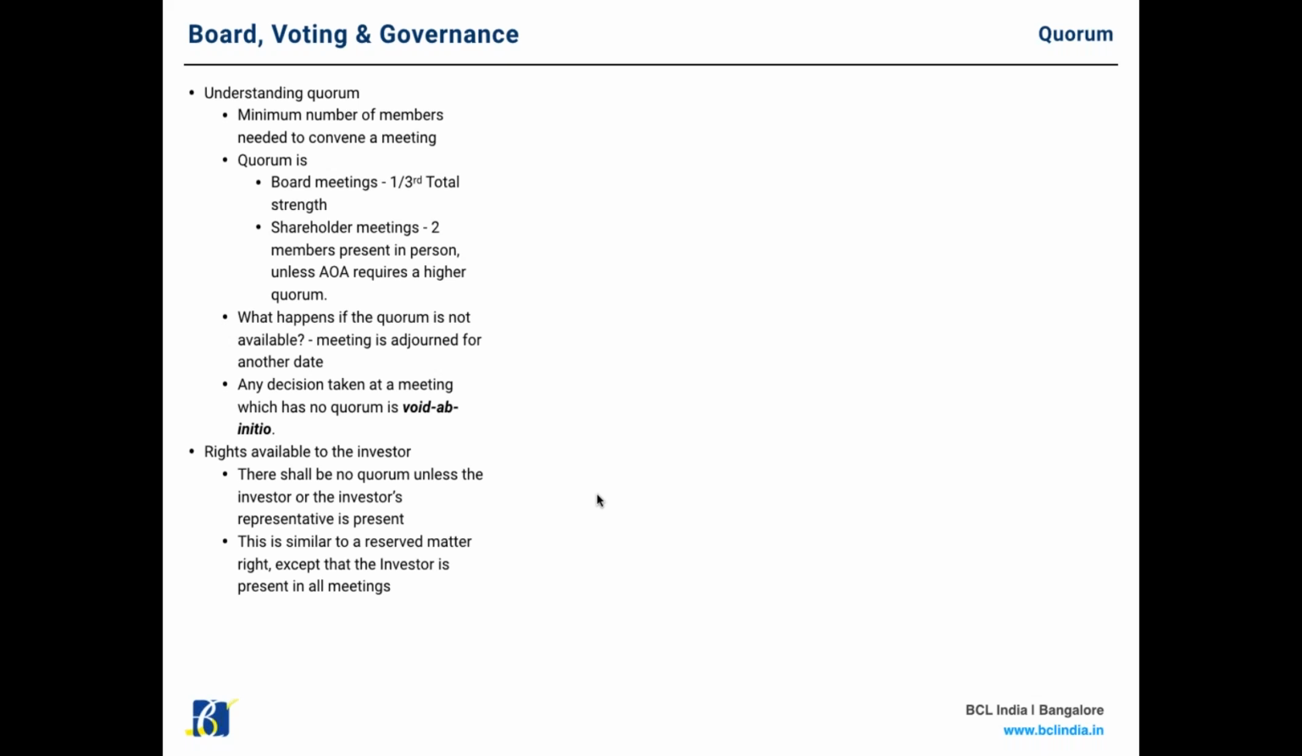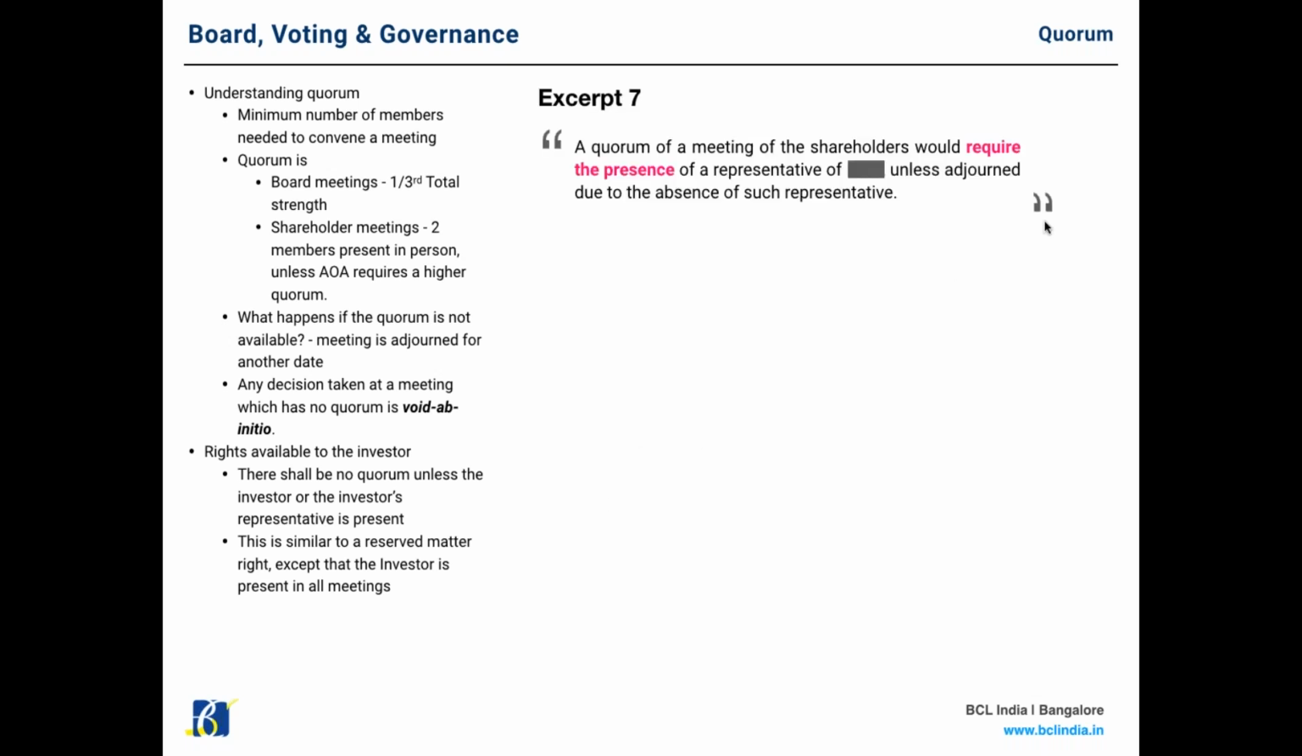It is very similar to reserve matter, which basically means if the investor is not physically present in the meeting, either himself or through a representative, then the quorum doesn't exist. So which means any decision taken in such a meeting is void ab initio. This is an excerpt which says that the quorum would require presence of a representative unless adjourned due to absence of such a representative.